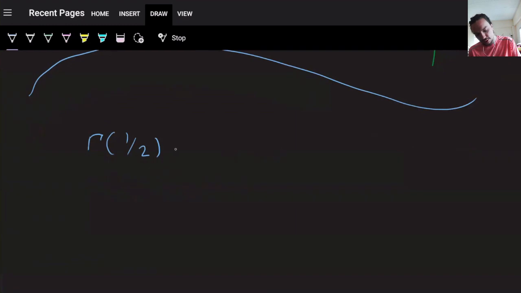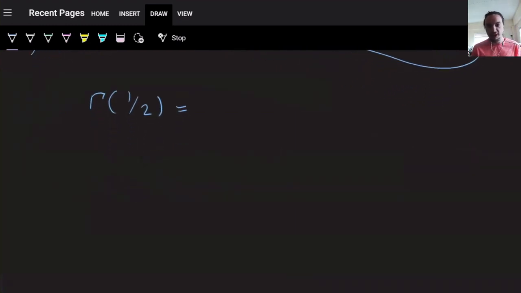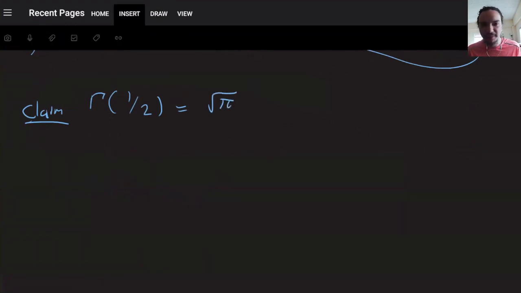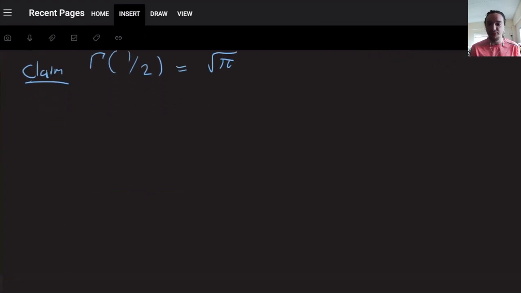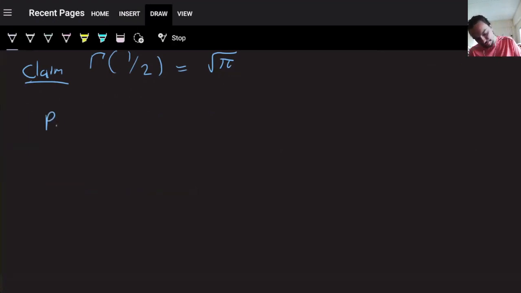Okay, so how do we compute this? All right, and my claim for you, I'm going to spoil it right away, is that this is actually going to be equal to the square root of pi. Where did that come from? Isn't that weird? Why does it have a square root of pi in it? This is a very, very strange fact, and we'll see why it happens. Okay. So if you're familiar with something called the Gaussian integral, this is related to that. Okay, so how do we prove this claim?